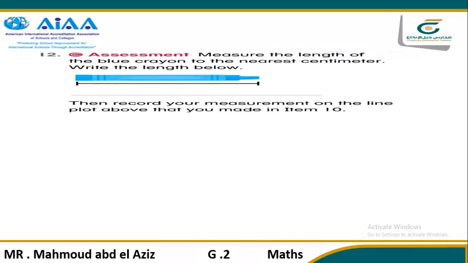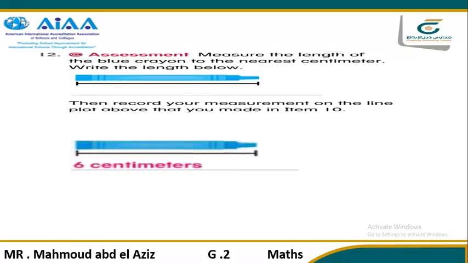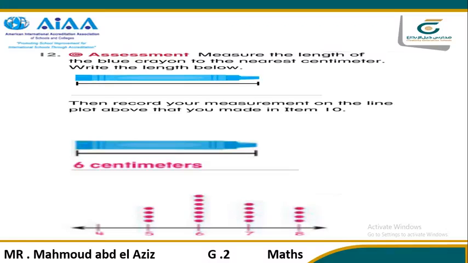Another question: measure the length of the blue crayon to the nearest centimeter and write the length. If you use your centimeter ruler, you will find this crayon equals 6 centimeters. The second question: record your measurement on the line plot that you made in item 10. Do you remember your number line on item 10? We have the blue crayon with 6 centimeters, so we'll put an extra dot on number 6. So it's now 8 dots.